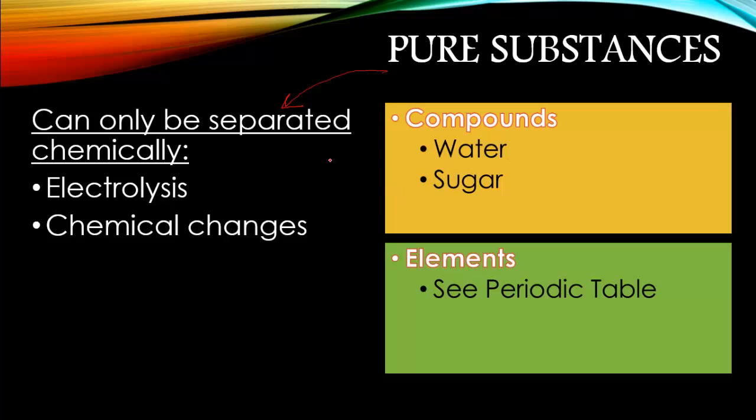If they cannot be separated, we call them elements. Elements, I guess, if you want, can be separated down into individual atoms, but they're all one single atom, or the same type of atom, I should say, throughout.